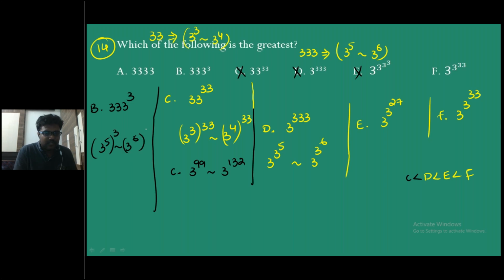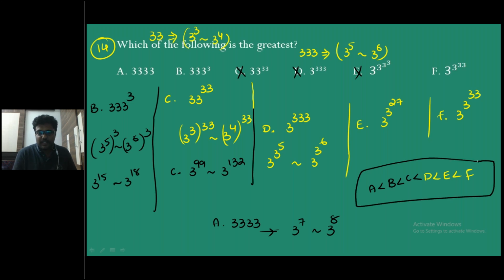Or 3 power 6 whole power 3. So it should be between 3 power 15 to 3 power 18. Obviously, B is also less than C. In fact, if you just check it out, A is less than all because A is 3^3^3. See, 3 power 6 is 729. 3 power 7 is 2187, right? Because if you know 3 power 6 is 729, if you multiply with 3, this is actually between 3 power 7 to 3 power 8. So obviously A is less than B, less than C, less than D, less than E, less than F.